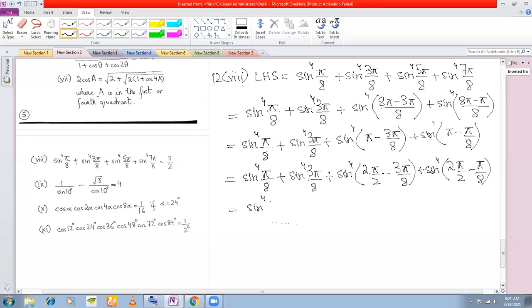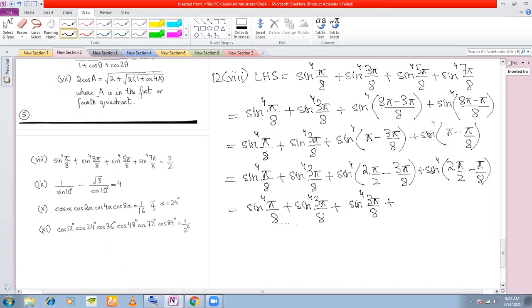Sine to the power of 4 pi by 8 plus sine to the power of 4 3 pi by 8 plus, now you see this is an even multiple of pi by 2. So sine will remain sine and the power is even. So even if it becomes negative, it becomes positive. Okay, twice pi by 2 minus 3 pi by 8. This is in the second quadrant. So this is positive, becomes 3 pi by 8.